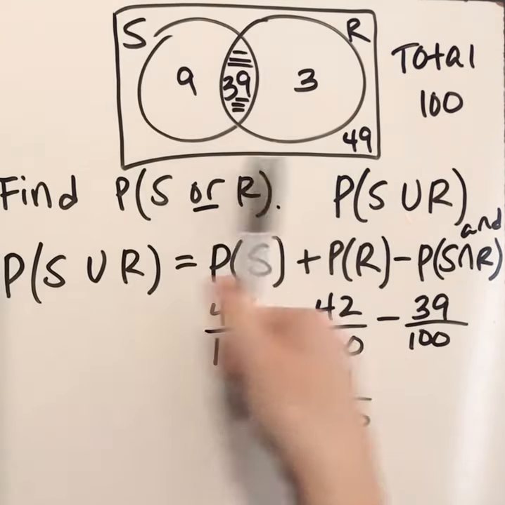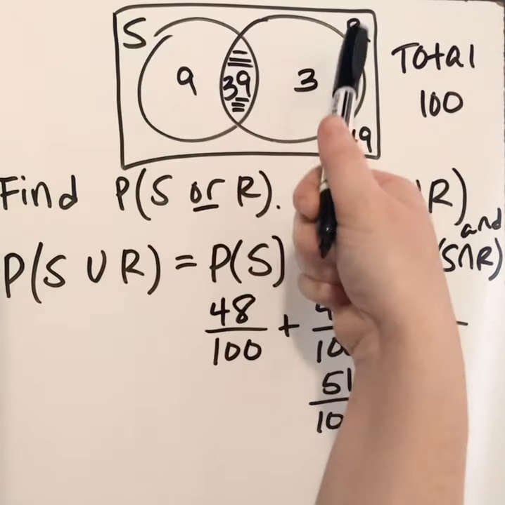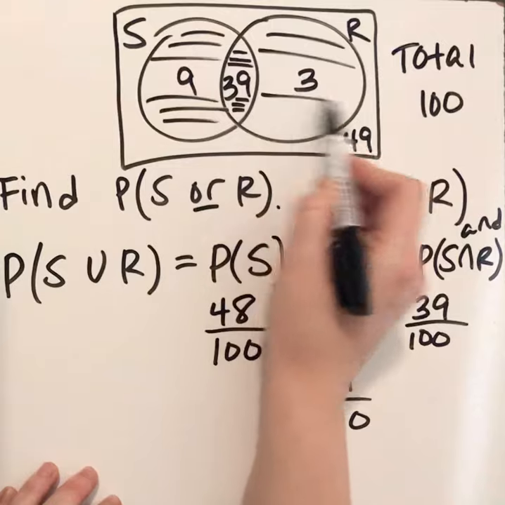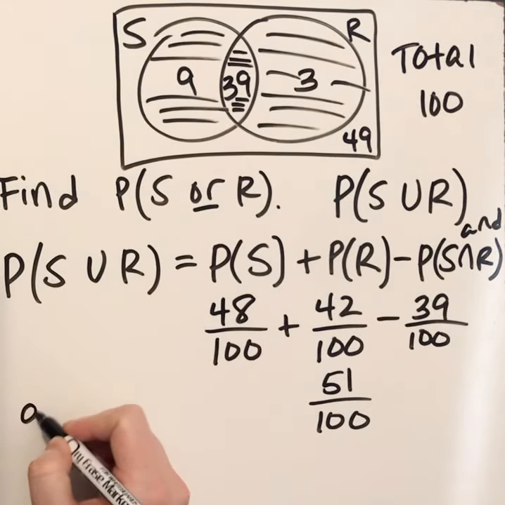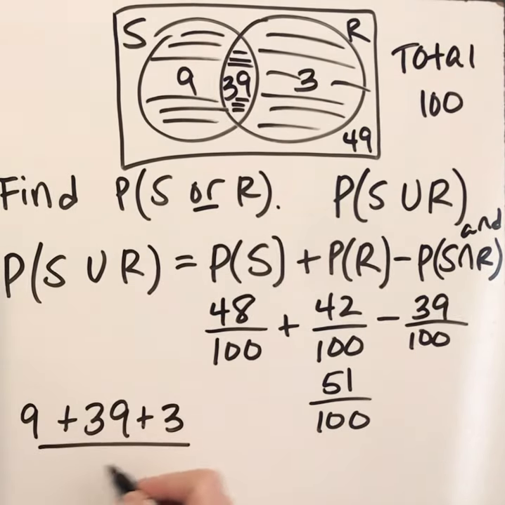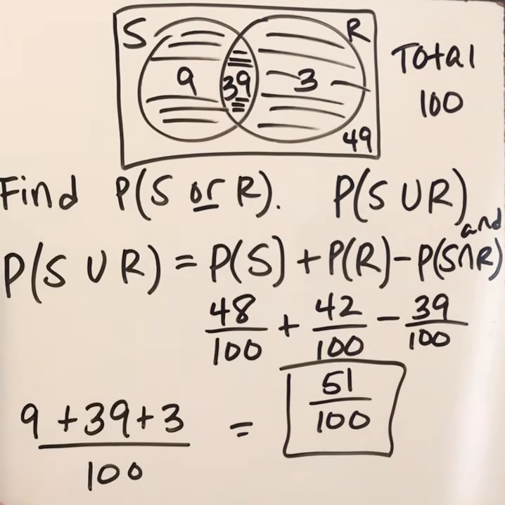If you want to look at it from the Venn diagram perspective, if we're looking for S or R, we're looking for anything inside the circles. We can check ourselves. We can add the 9 plus the 39 plus the 3, and we're still going to get 51 out of 100.